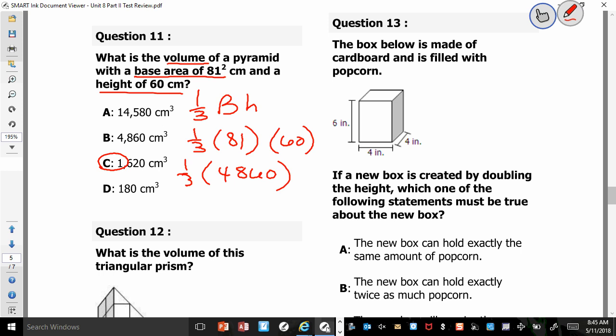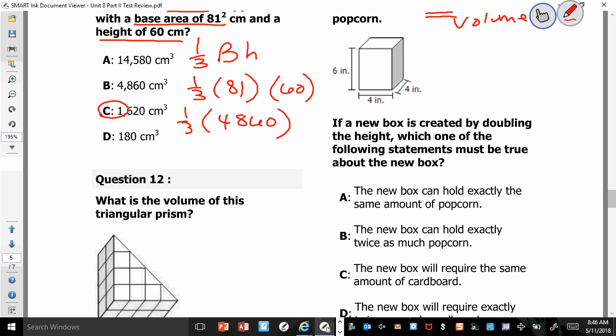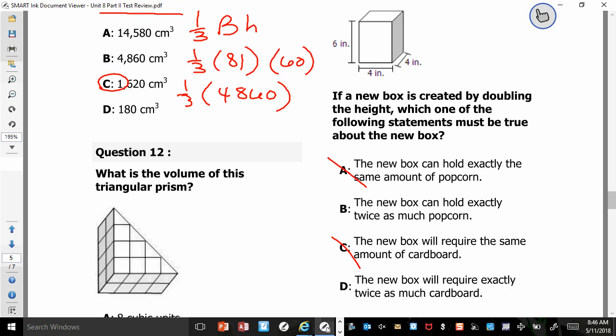The box below is made of cardboard and is filled with popcorn. Filled. What's that mean we're going to use? Volume? Good. That's a volume question. If a new box is created by doubling the height, remember we're doing just one dimension, one attribute. We're doubling it, so it's going to be what? The new box will hold exactly the same. No. The new box will require the same amount of cardboard. No. The new box requires twice as much cardboard.